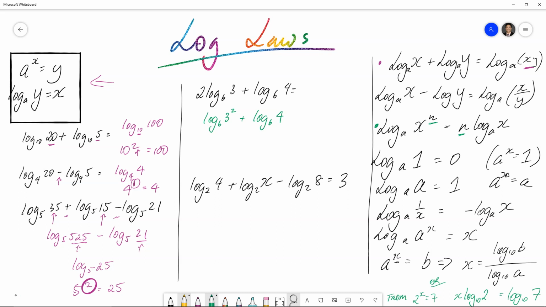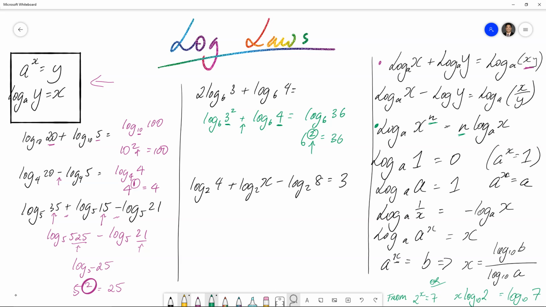Now, what do we do with these numbers? When we add them, we're going to multiply. Okay, so we know that 3 squared is 9, so 9 times 4 is going to be log base 6 of 36. And so the question is now 6 to the power of what is 36? We know that answer is going to be 2. So 2 is going to be your answer.